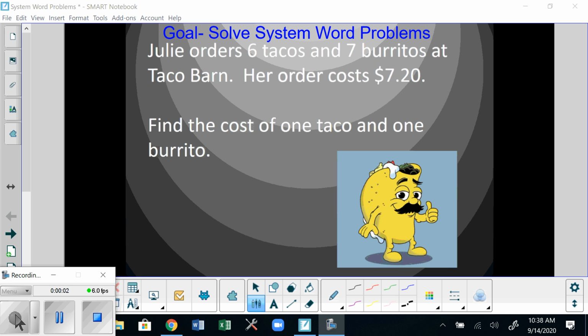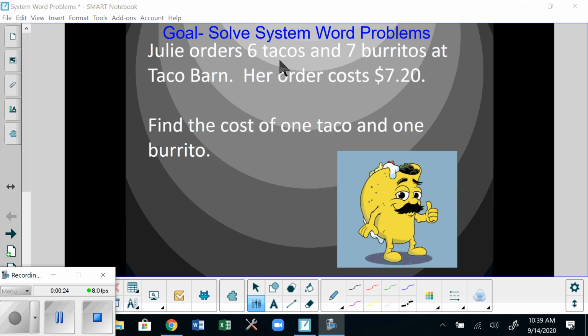In today's lesson, we're going to take all these skills we've been learning about how to solve systems, and we're going to apply them now. We're going to look at some real life scenarios where we could use this. Here's something you're all familiar with: going out to a fast food restaurant, in this case to eat some tacos. Let's look at this word problem we have.